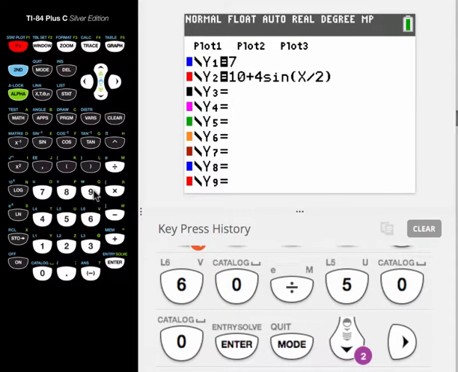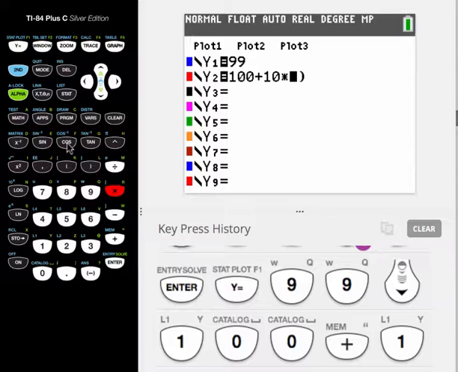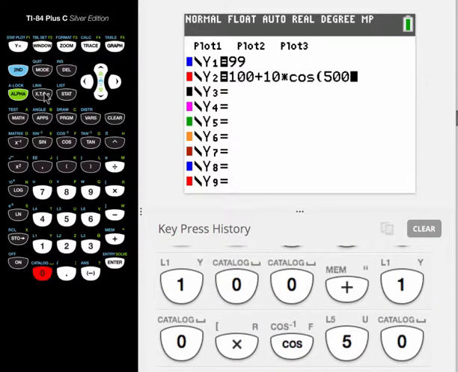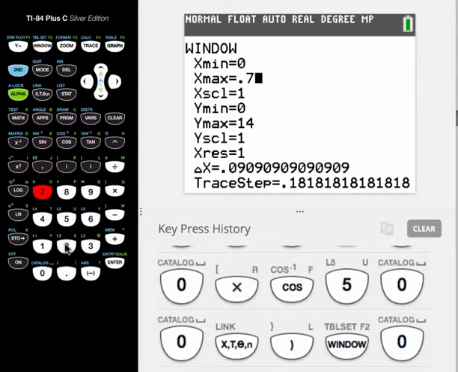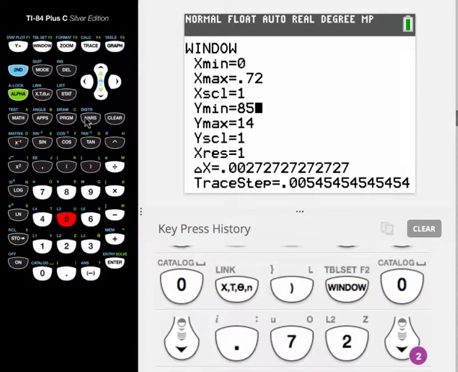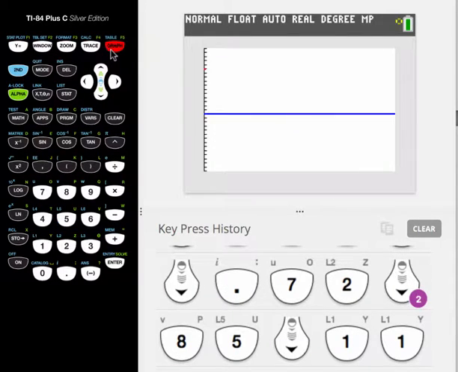Right, so I've got 99, and then I've got 100 plus 10 times cosine of 500x. And I'm going to plot this for one period. That makes sense. So 0 to 0.72. That's all I need. I'm going to go a little bit below 90, so let's say 85, to a little bit above 110, so let's say 115. All right, good. Let's graph this baby.